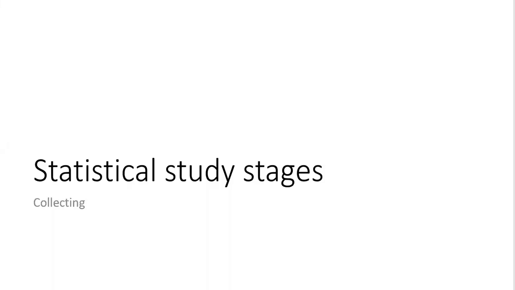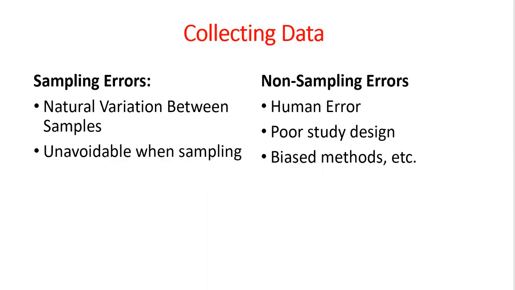In this video, we're going to talk about statistical study stages, collecting data. So when doing experiments, we have two types of errors. One is called sampling error, which is basically caused by natural variation between samples. So when we select a subgroup from a population that we study, that subgroup will be slightly different each time. It is unavoidable.